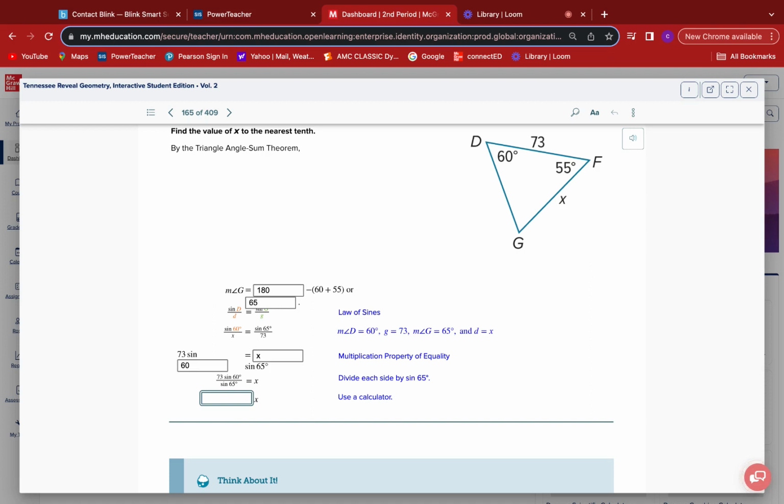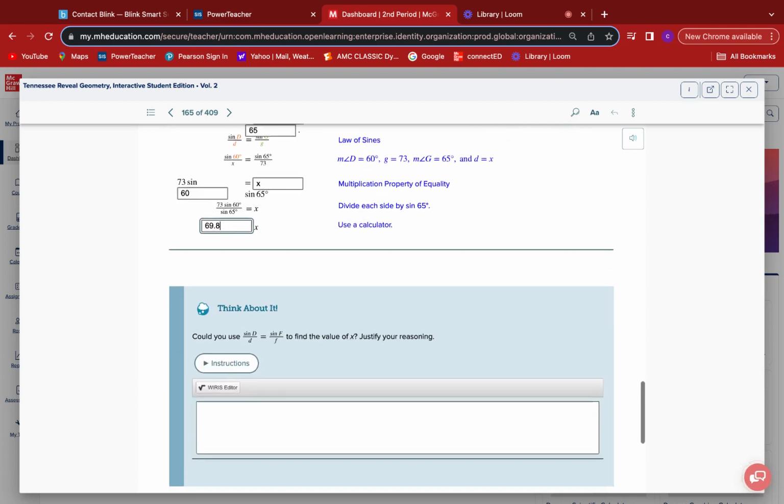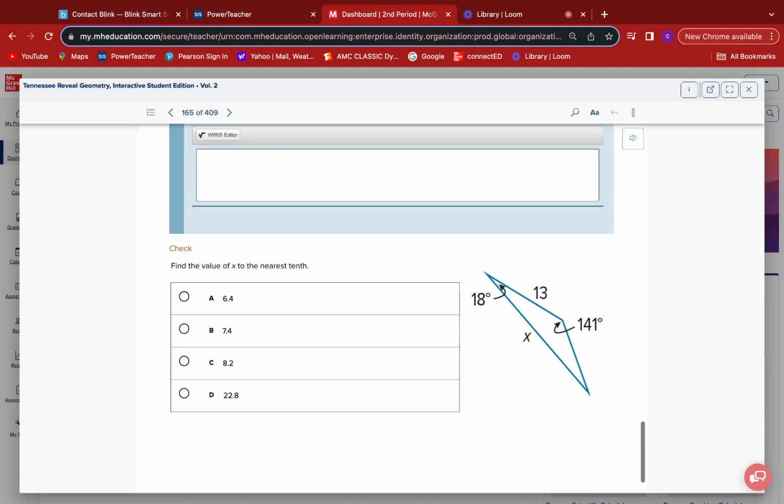And I am looking at the side, little d, which is x, running from F to G, which is approximately 69.8. I have a 7.5, and then the 5 makes a 7 round to an 8. I have 69.8. All right, there is x. All right, we got a check, and it's a multiple choice. All right, here we go.